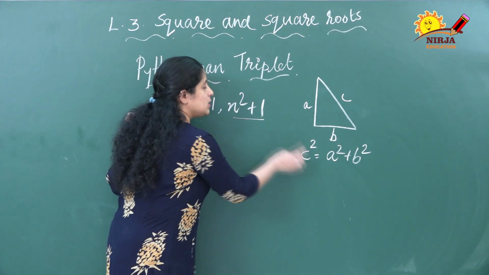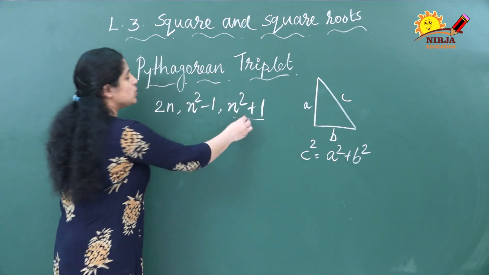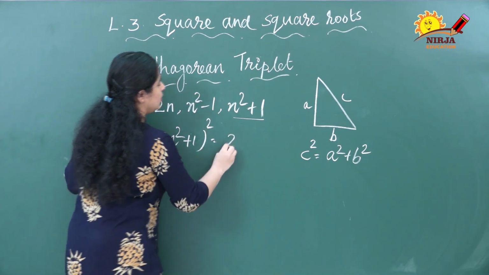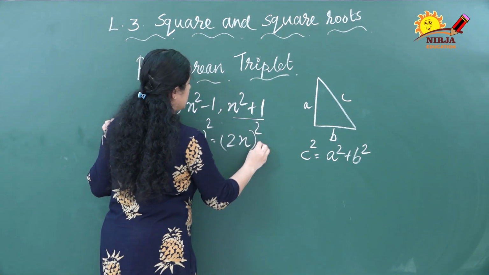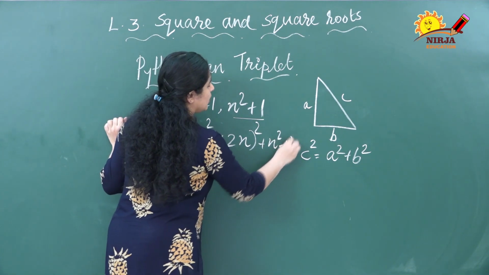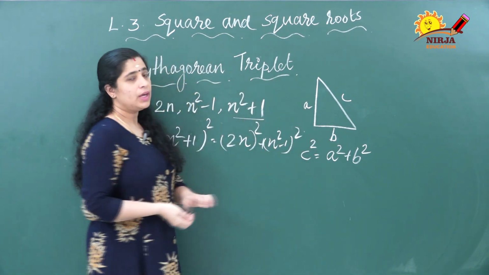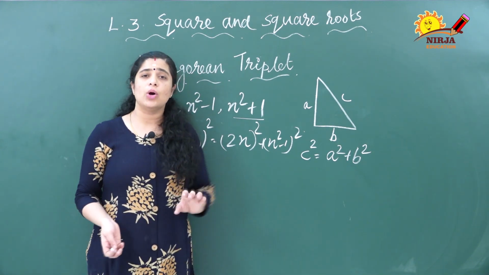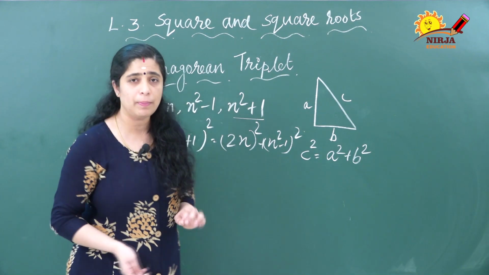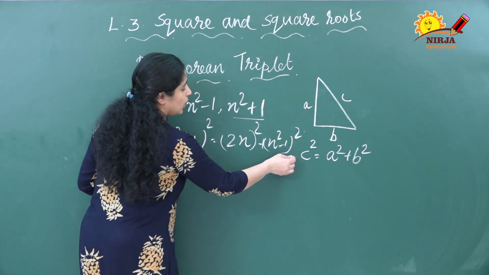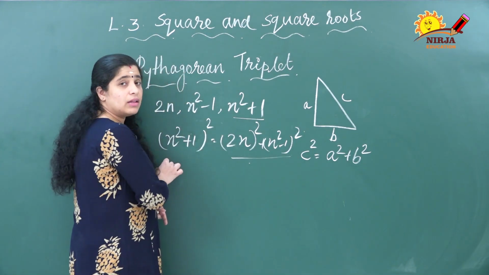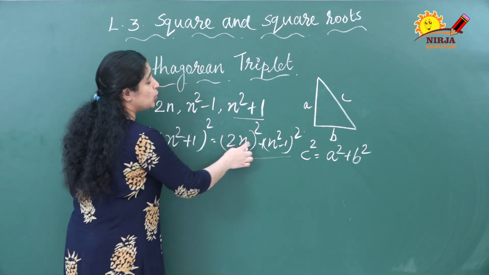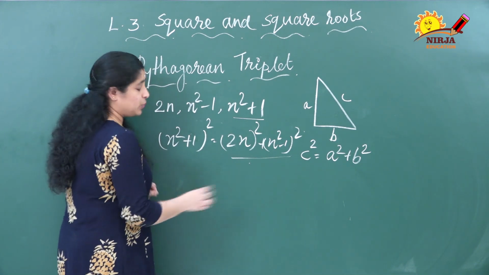Then we will apply this Pythagorean theorem here. So longest side square is equal to (2n) square plus (n square minus 1) square. If this is satisfied, then those three numbers are known as a Pythagorean triplet. We will see whether you get this when you solve it. So first we will solve this one, (2n) square.